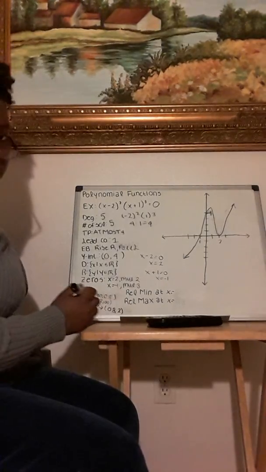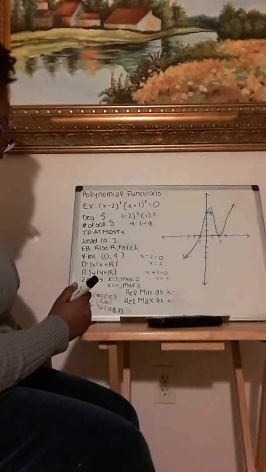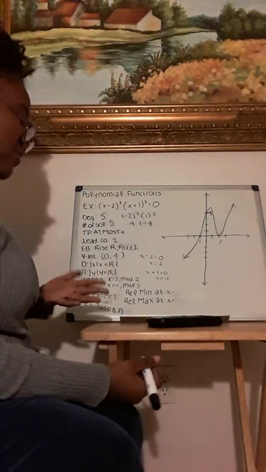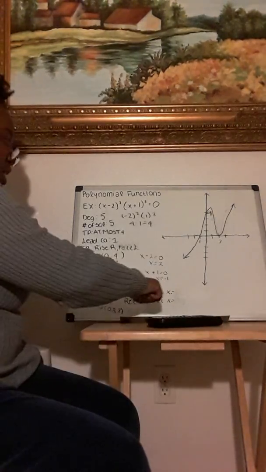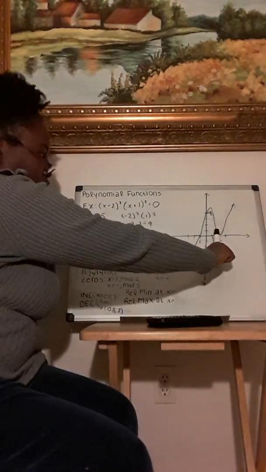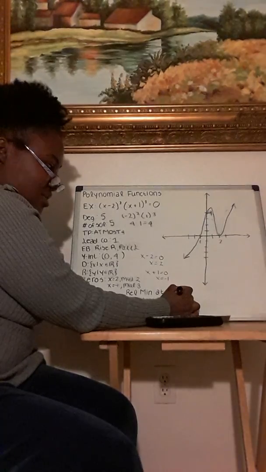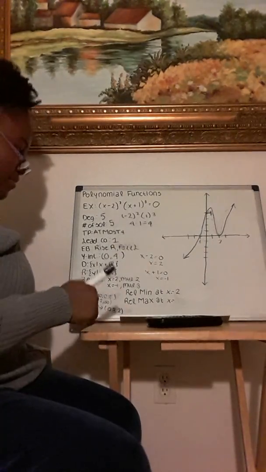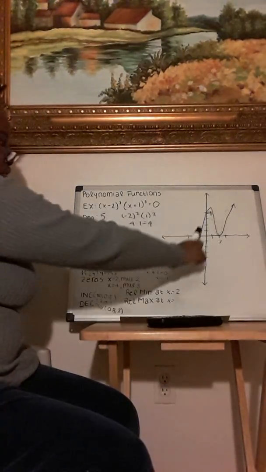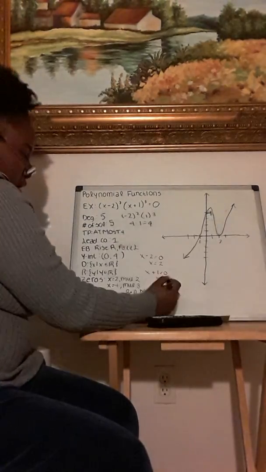Once again, I apologize for my bad handwriting. And then, last but not least, we just have to find the min and the max. And the relative min will be at x equals 2. You got it. Even though you didn't say it, I know you were thinking it. And the relative max will be at x equals 0.8.